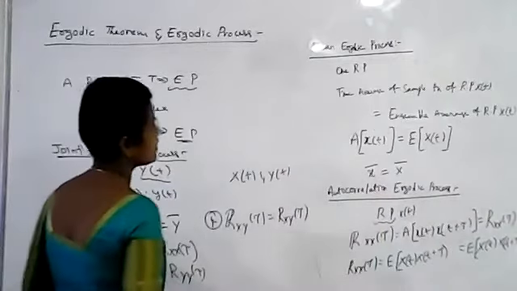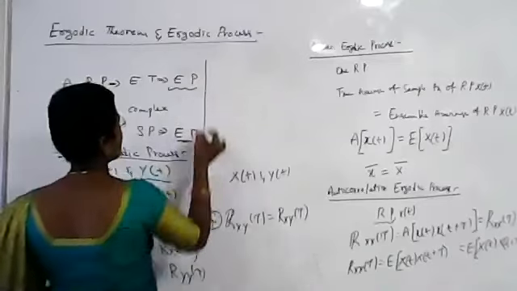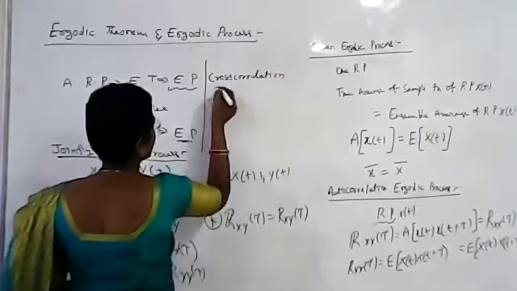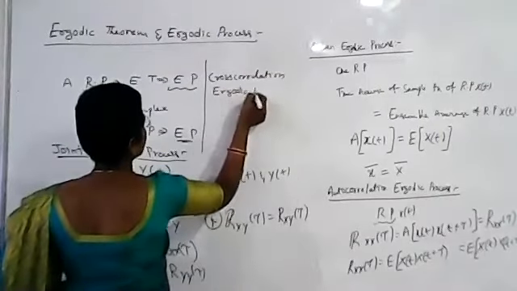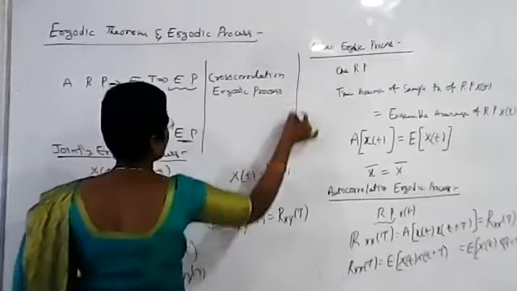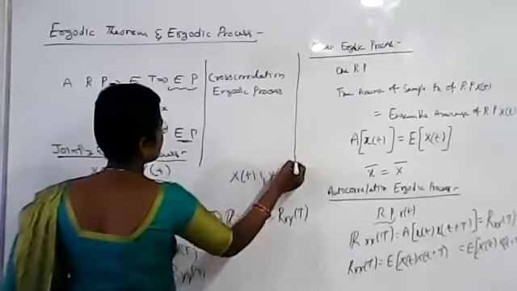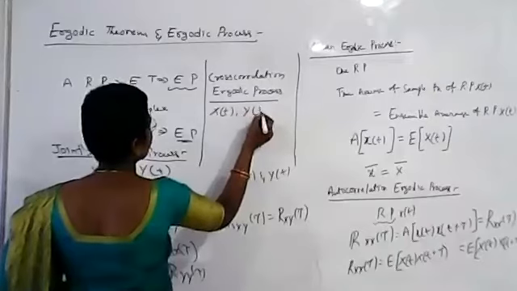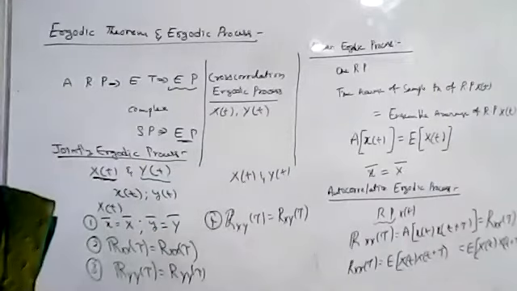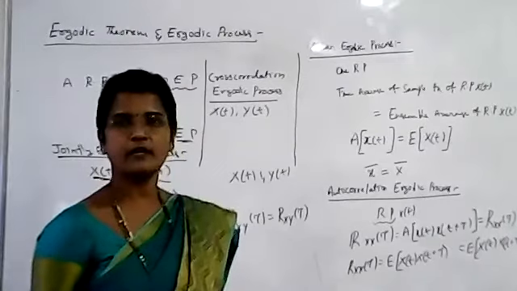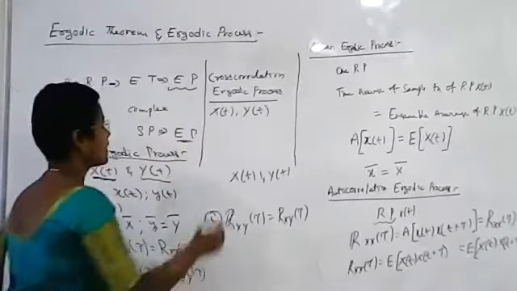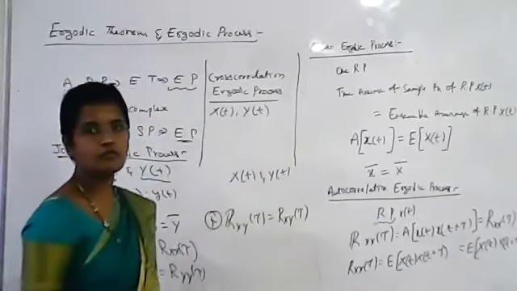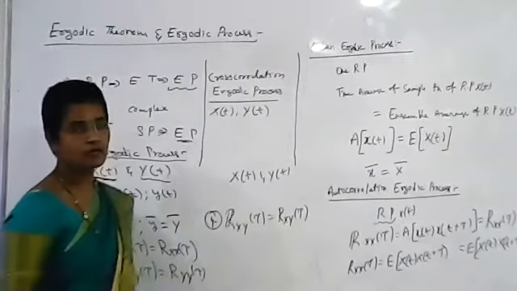Then we will discuss what is a cross correlation ergodic process. For cross correlation ergodic process, you take any two. Cross correlation means what? We have to take two random processes, x of t and y of t. So these two random processes are said to be cross correlation ergodic, or ergodic in cross correlation, only if the time cross correlation of the sample functions of x of t and y of t is equal to the ensemble cross correlation.